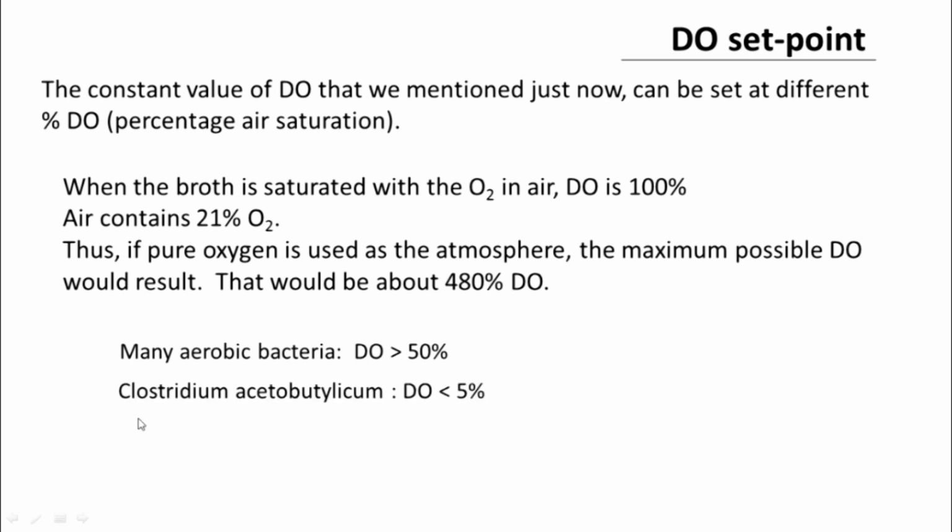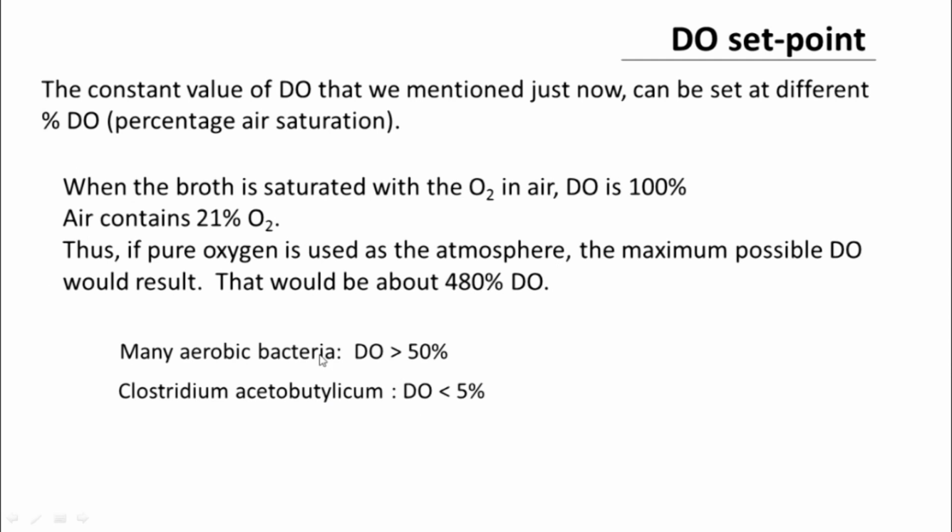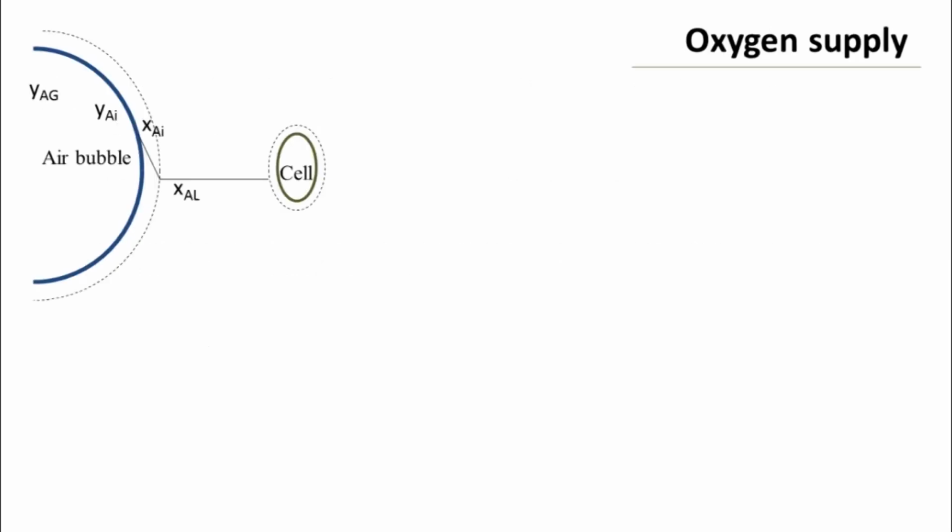But some organisms, like Clostridium acetobutylicum, which is microaerobic and requires low levels of oxygen, require a DO of less than 5%. Now, let us look at the oxygen supply. Before that, let me emphasize, it is because of this that we need to worry about the DO. DO directly affects the growth and productivity of organisms, although it is only a level of accumulation. Now let us look at the details of oxygen supply.